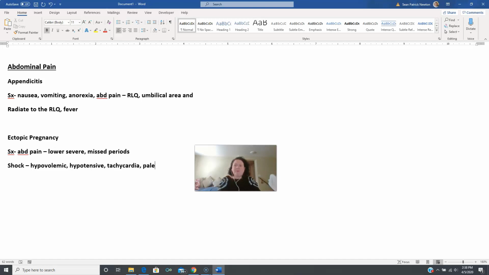pale, because remember, in shock, all the blood is shunted to the vital organs. It gets shunted away from the skin, so the skin doesn't get as much perfusion. So the skin can be pale and cool if there's hypovolemic shock.